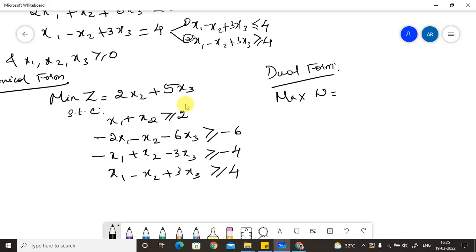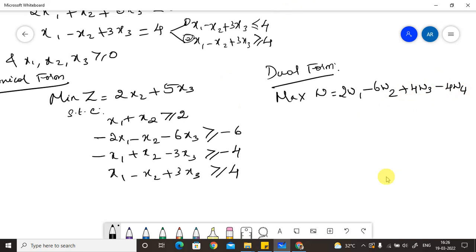Four variables, and since we had four constants, those four constants will be converted into only two constants. That is called we interchange. Constants will become variables, and variables will become constraints. So let us write down now what is the max w. 2w1 minus 6w2 plus 4w3 minus 4w4. So we can also interchange this, minus 4w3 plus 4w4, that also you can write.